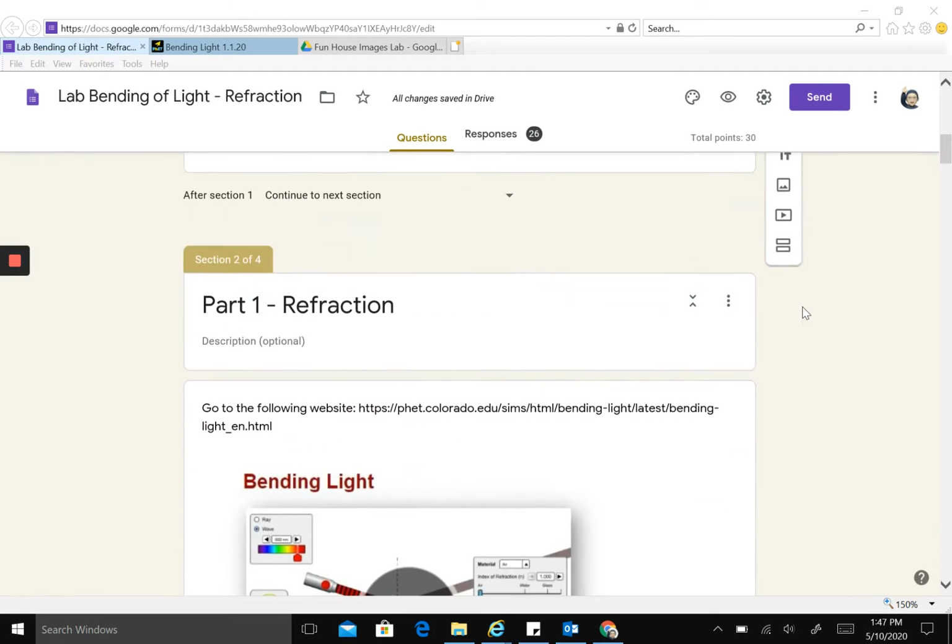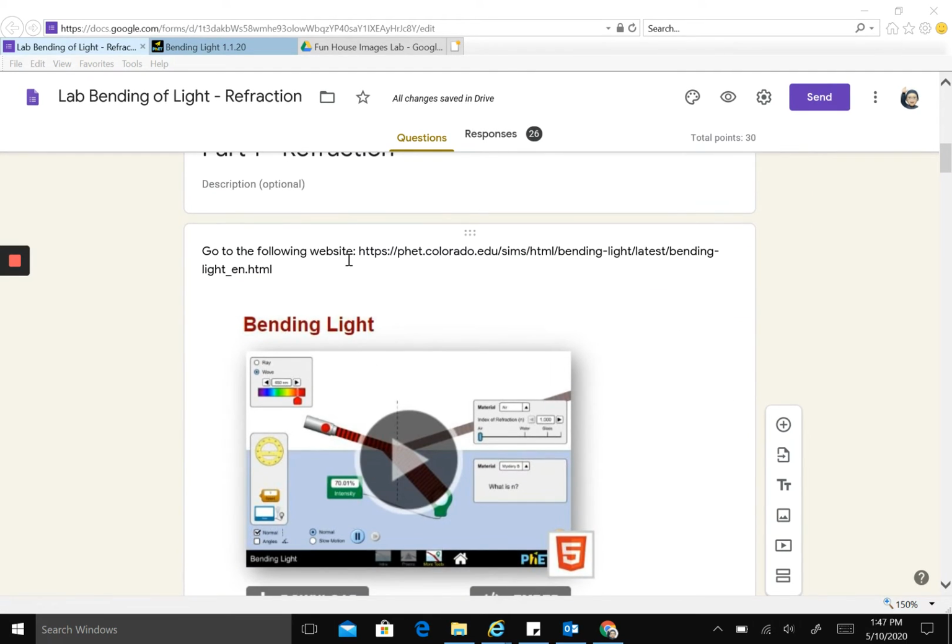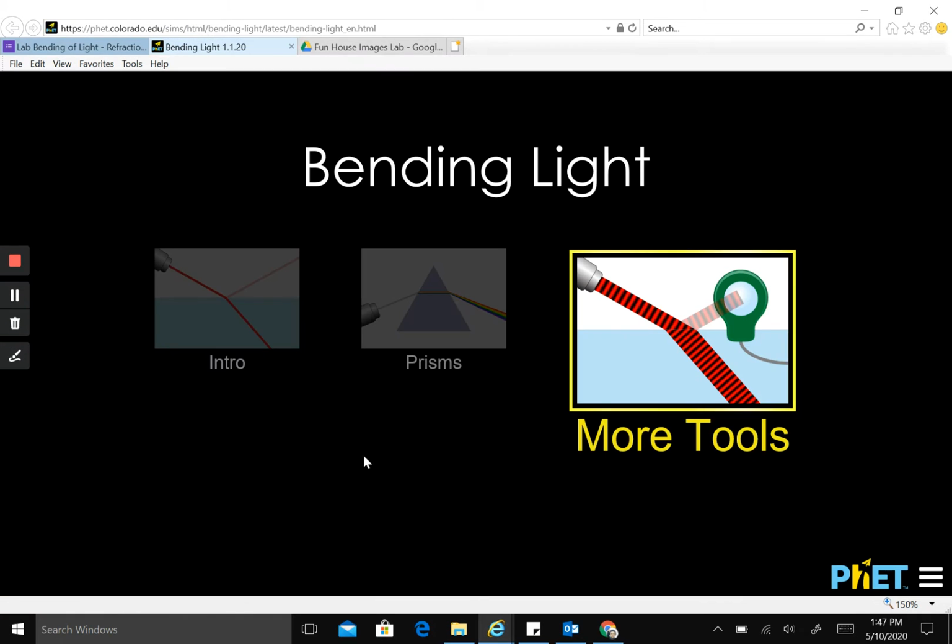Light Lab, when you get to this portion, you'll see that there's a website link for you to go to. When you click on that link, you're going to see a screen that looks like this that says Bending Light, and you're going to want to choose More Tools.